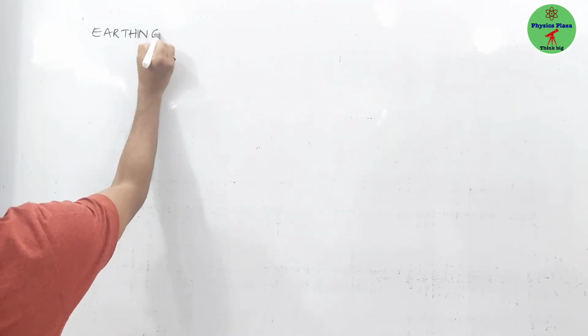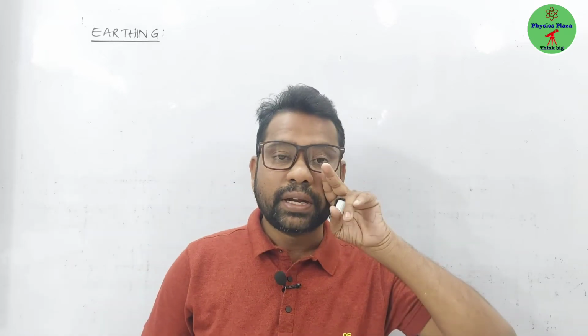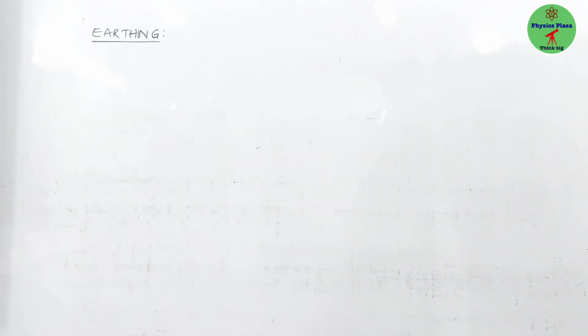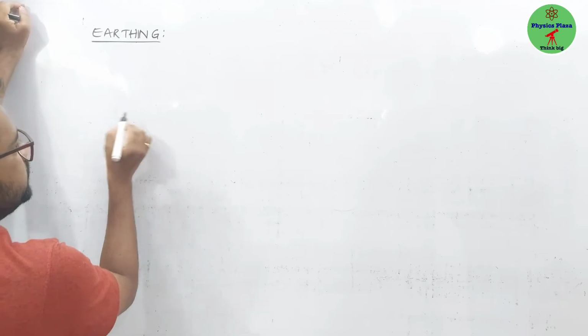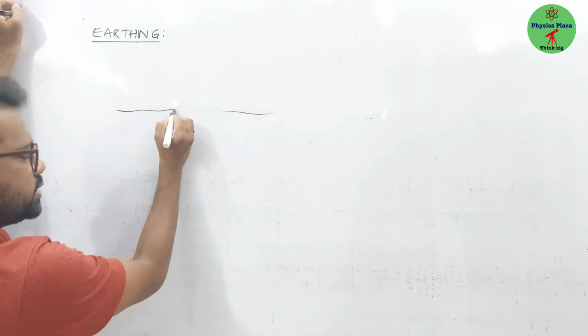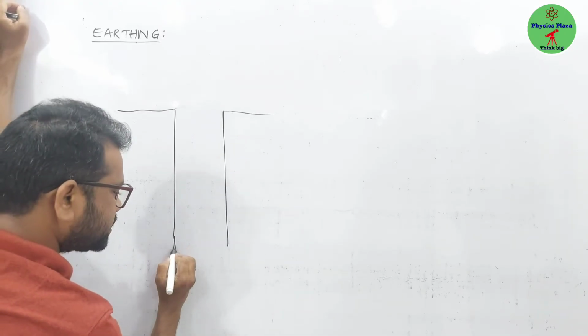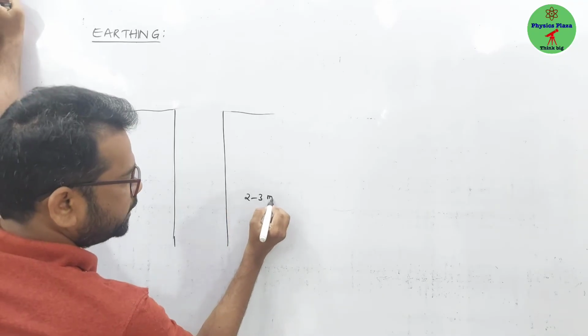Children, first let us see how earthing is made. Then what is the need of connecting electric appliances to the earthing wire? Why is an earthing wire needed? Here, to do this earthing, let us say this is the earth surface. The earth surface is dug about 2 to 3 meters, it depends, almost 2 to 3 meters.